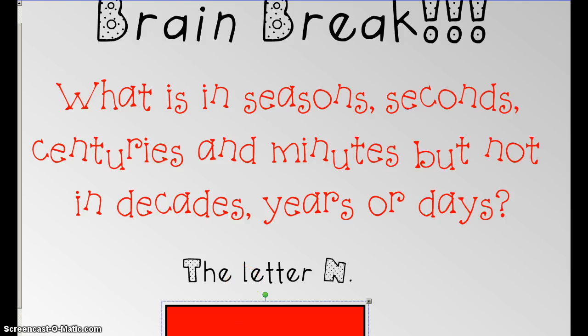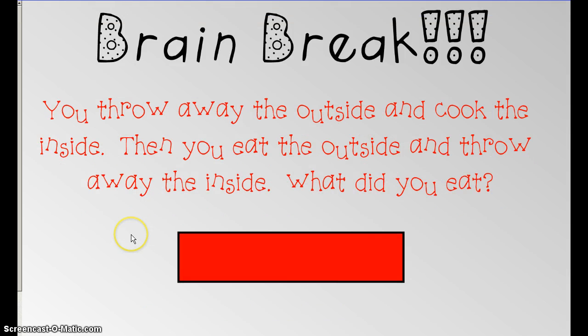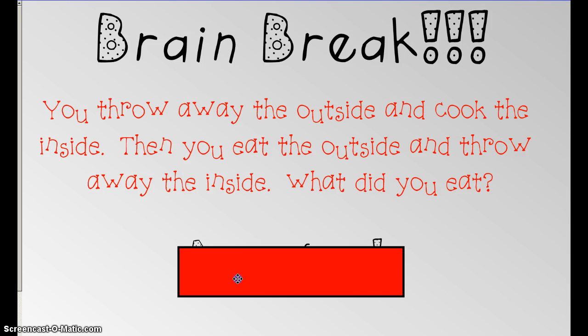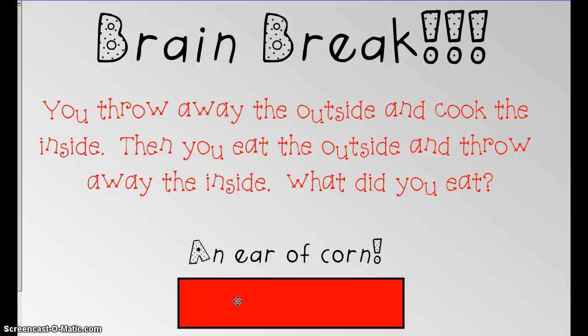Okay, I have one more riddle for you today. You throw away the outside and cook the inside. Then you eat the outside and throw away the inside. What did you eat? What can I throw away the outside and then cook the inside? Then I eat the outside and throw away the inside. What did you eat? And the correct answer to this riddle is an ear of corn.